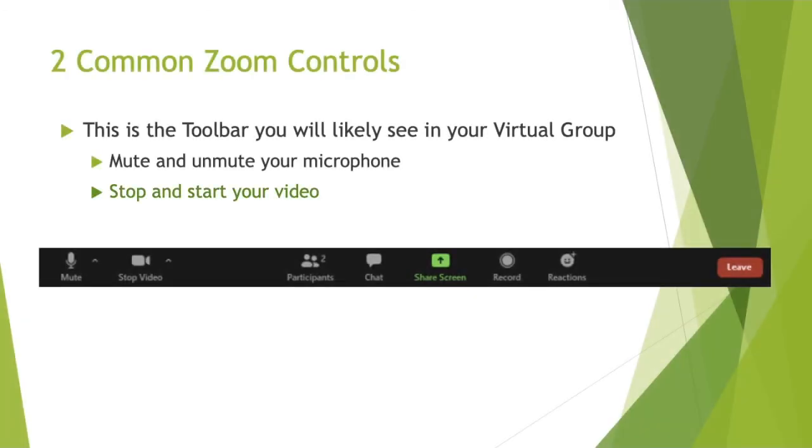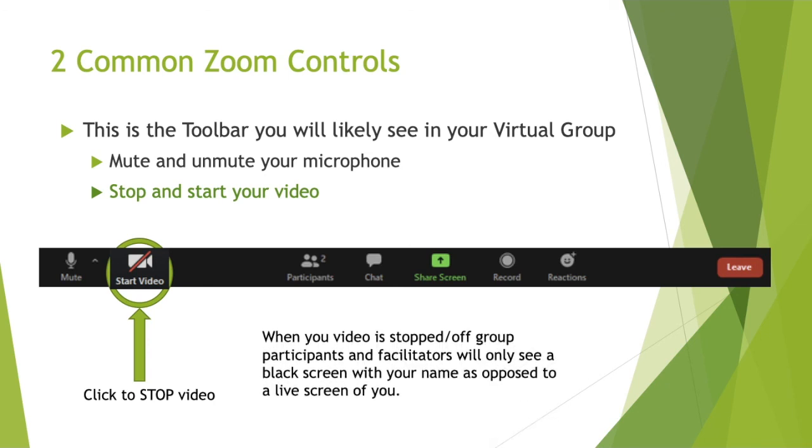Stopping and starting your video will affect whether the group and facilitators can see you or not. To turn your video off, you must click the Stop Video button with the camera icon. This will again cause a red line to go through the camera icon. When your video is stopped, there is simply a black screen with your name visible to the group as opposed to a live screen of you.